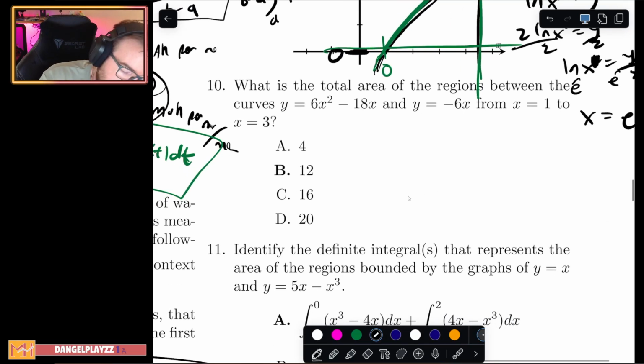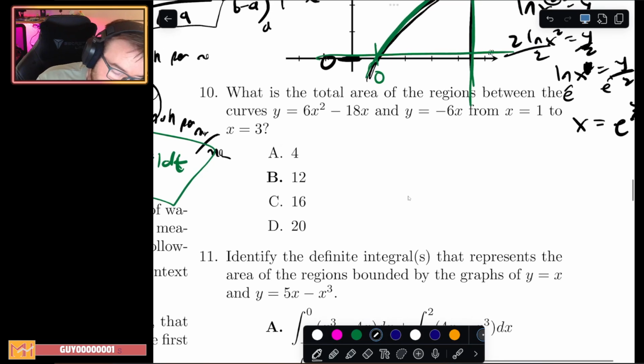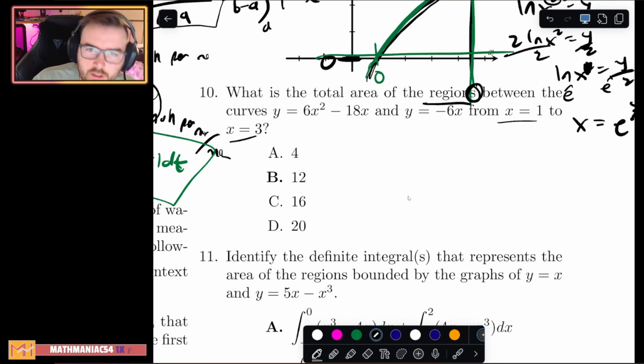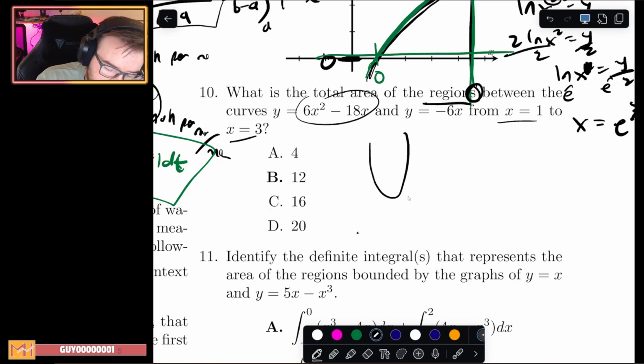So I do think it does say there is a clue in the question. What is the total area of the regions? Plural. There are multiple regions. Now, where do those regions stop and start? We're saying from 1 to 3, but the region is being broken up into chunks. It's not one big region. It's actually 2 separate ones because this is a parabola with a line running through it.